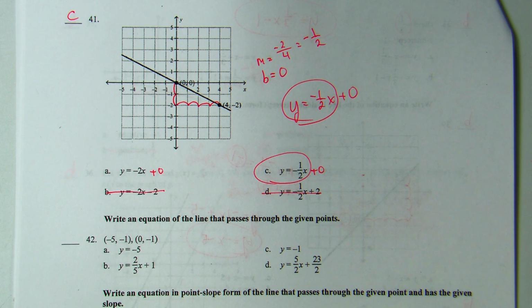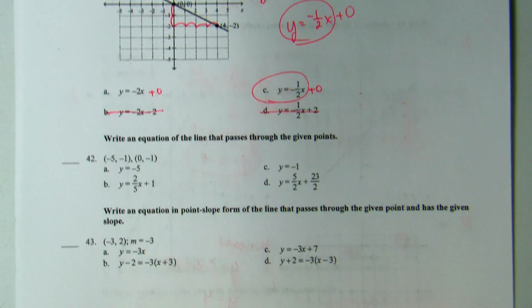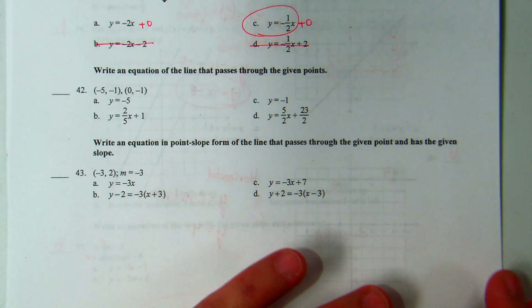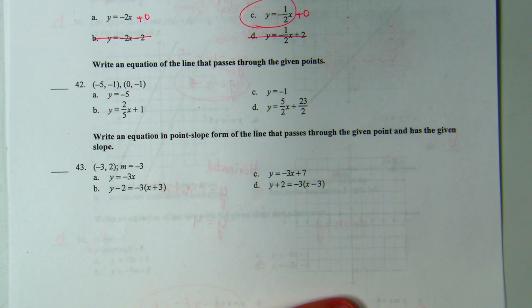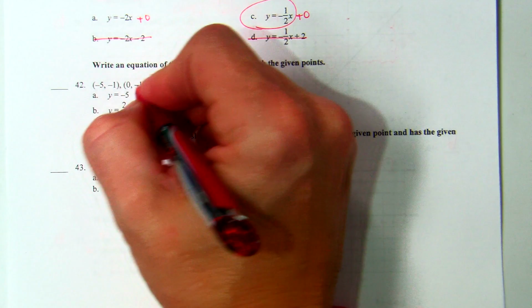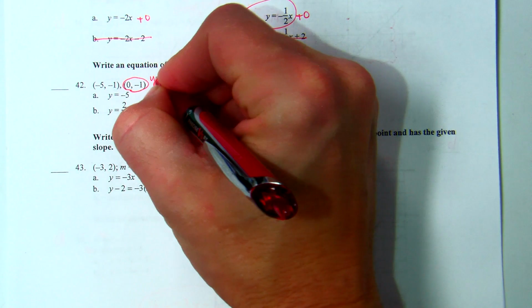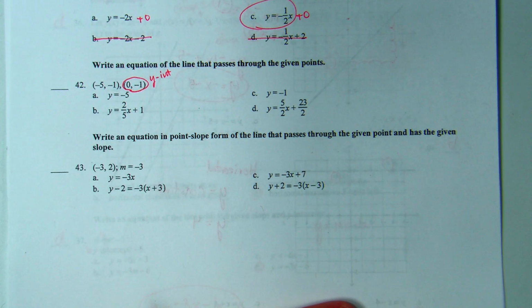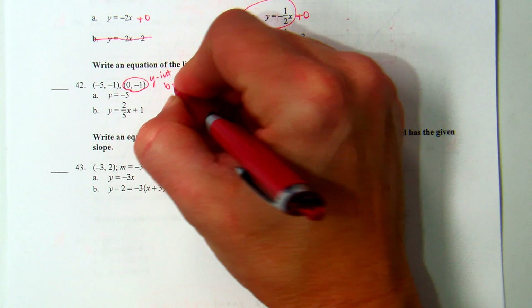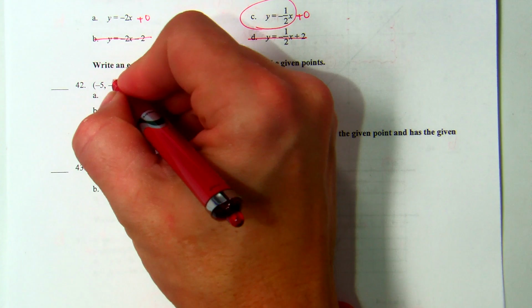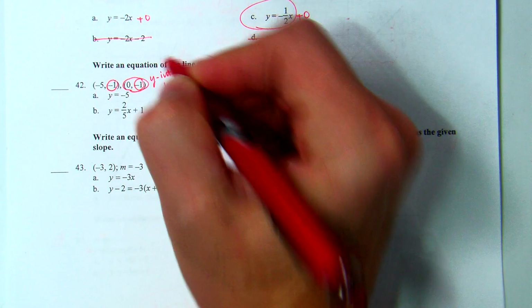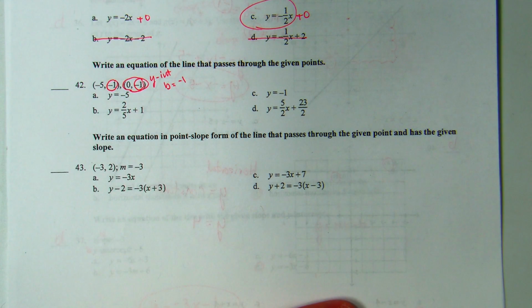All right, number 42. Write an equation of the line that passes through the given points. Okay, so we're going to write an equation of the line that passes through the given points. We can notice some things really quickly as we look at these 2 points. They give us the y-intercept because they gave us a point where x is 0. When x is 0, that is your y-intercept. And the y-intercept is going to be -1. But look at the other point. What's the y value for both points?